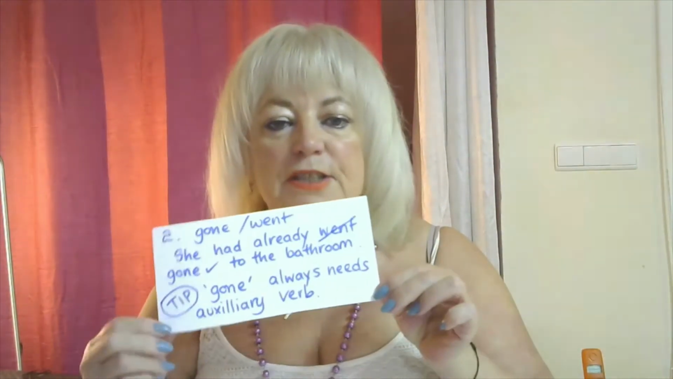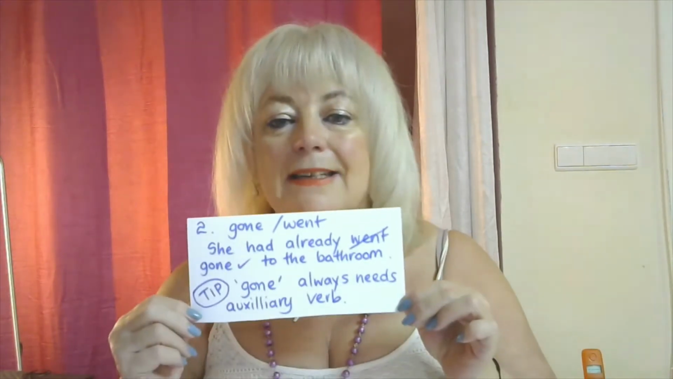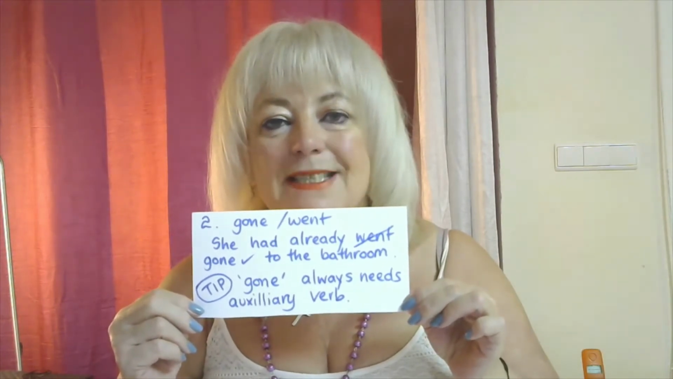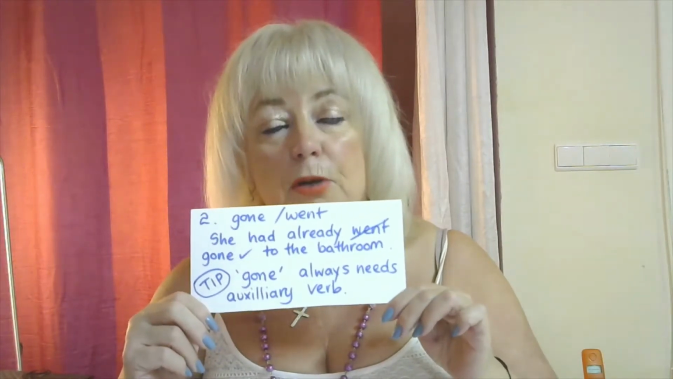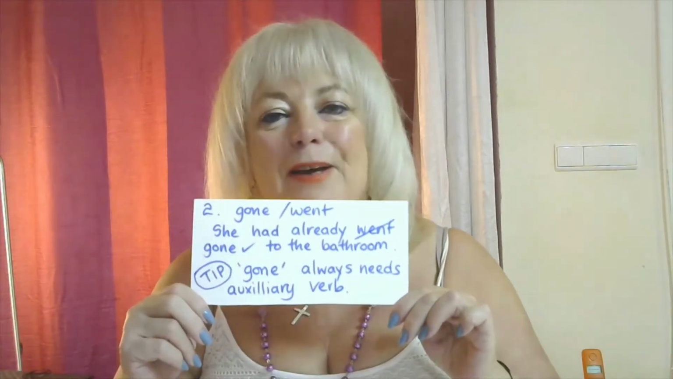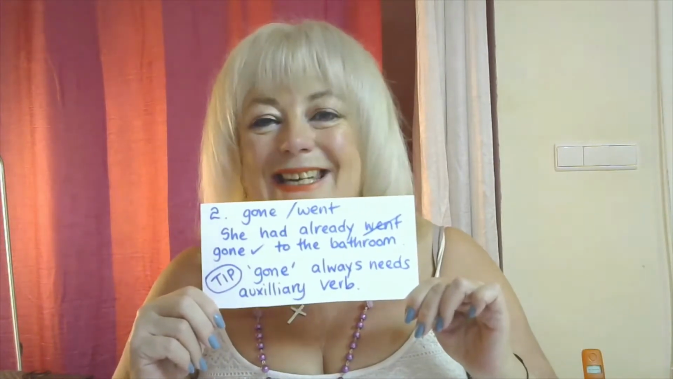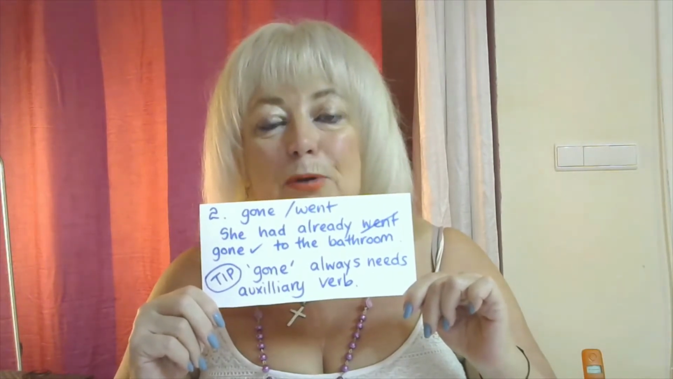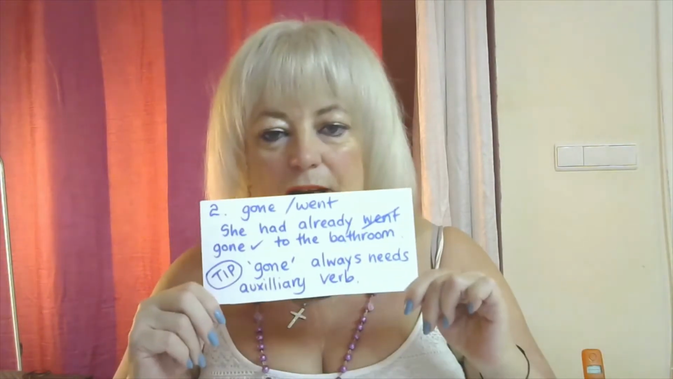Okay, number two. Sometimes people get confused between gone and went. So gone is the past participle of the verb to go. Yeah, el participio pasado del verbo ir, to go. Well, in inglés, to go. And went es el pretérito del verbo ir. Fui or fuiste, fue, etc.